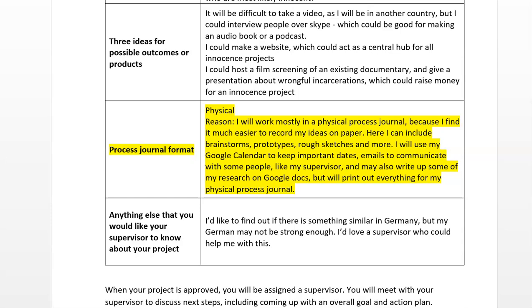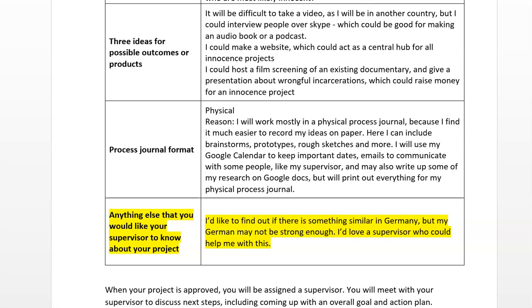You may also choose to keep an audio one, such as an ongoing podcast. You might also choose to complete an online one by using a OneNote. All of these are completely fine, and it's up to you which one you decide. The final box on the personal project proposal form asks anything else that you would like your supervisor to know about your project. This is an optional box, but it's just a space for you to include anything else that the other boxes didn't ask for.